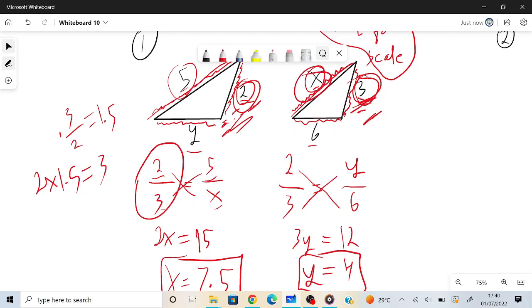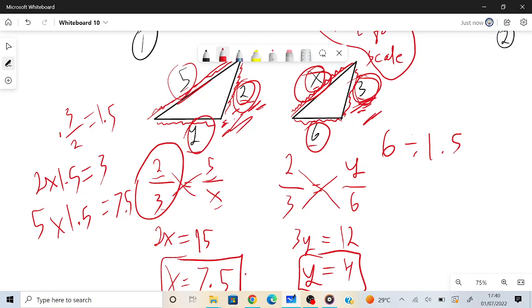That means to get our x, we would have to take the corresponding side of that triangle, which is 5, and times it by 1.5 as well. So 5 times 1.5, and that would give you 7.5 as well. And now that we need to get y from 6, we know that in order to get 2 from 3, we divided it by 1.5, so simply do 6 divided by 1.5, and that would give you y as 4. So as you can see, both the methods are correct, and the latter method can be used just to confirm your answer once you have gotten your final answer via the first method.